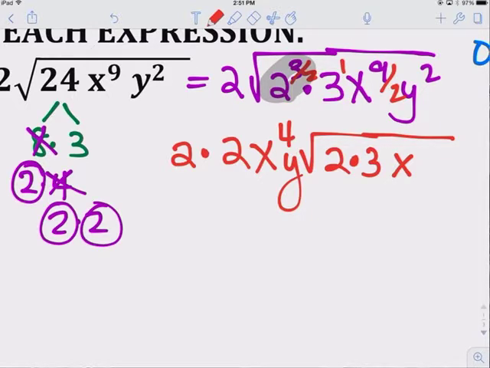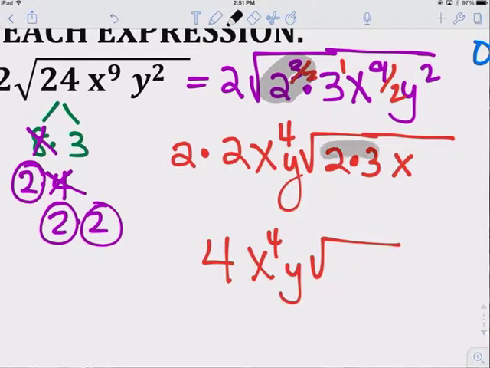Okay, 2, x to the what power? 4th, right? And then y, is there any y left? Nope, just y on the outside. Okay, so it'll be 4x to the 4th, y. It's 2. And what's this 6? When you multiply, 6x.